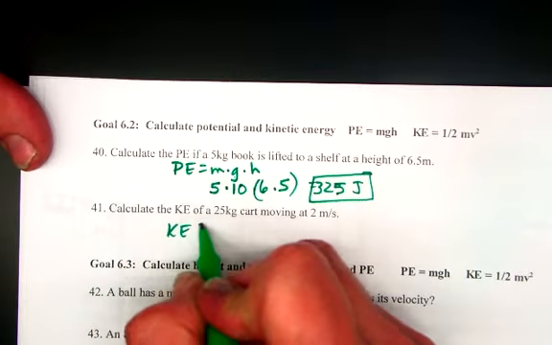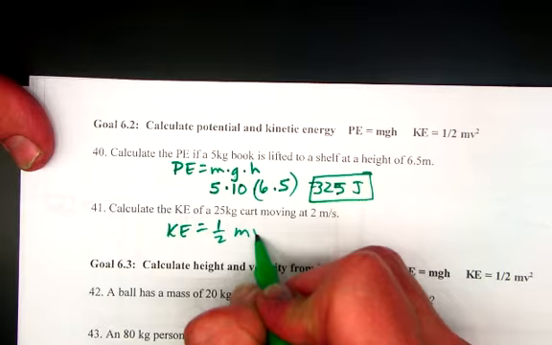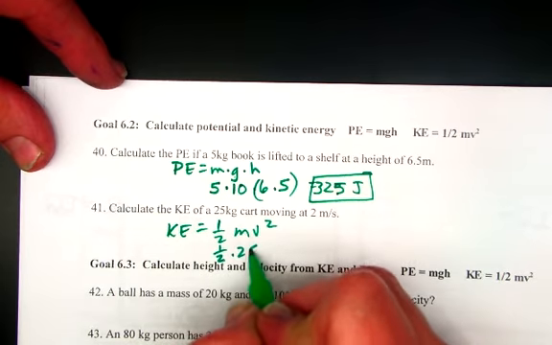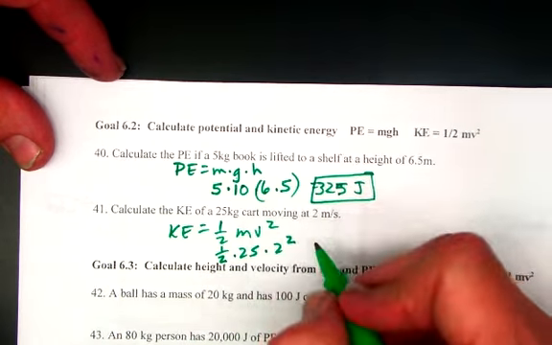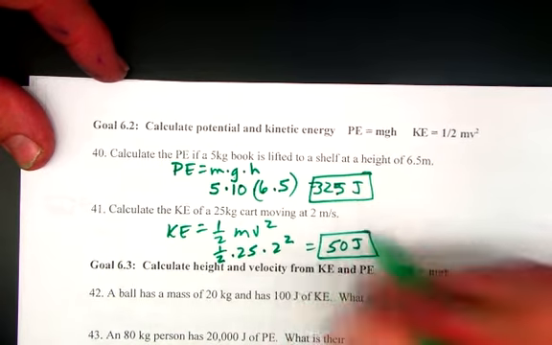Calculate kinetic energy of a 25 kilogram cart. So 1/2 mv squared is the formula for kinetic energy. 1/2 times 25 times 2 squared. So 25 divided by 2 times 4 gives us 50. So the answer for kinetic energy is 50 joules.